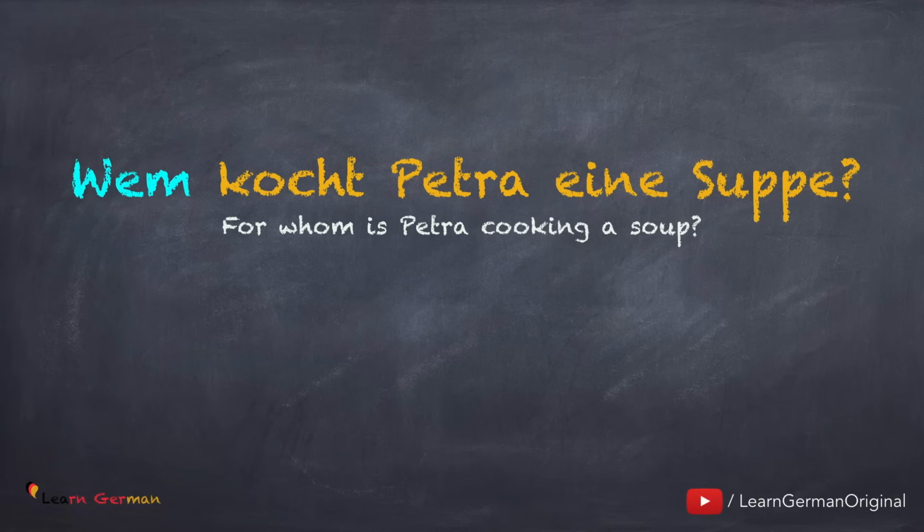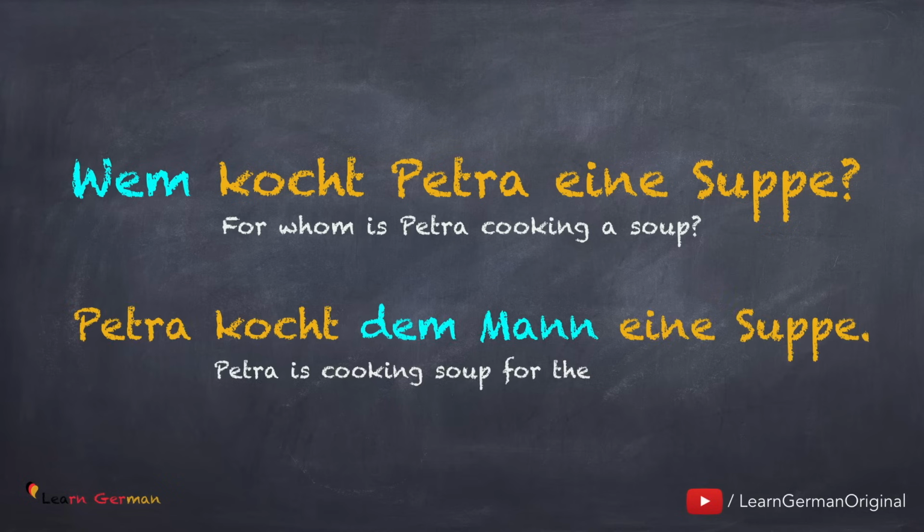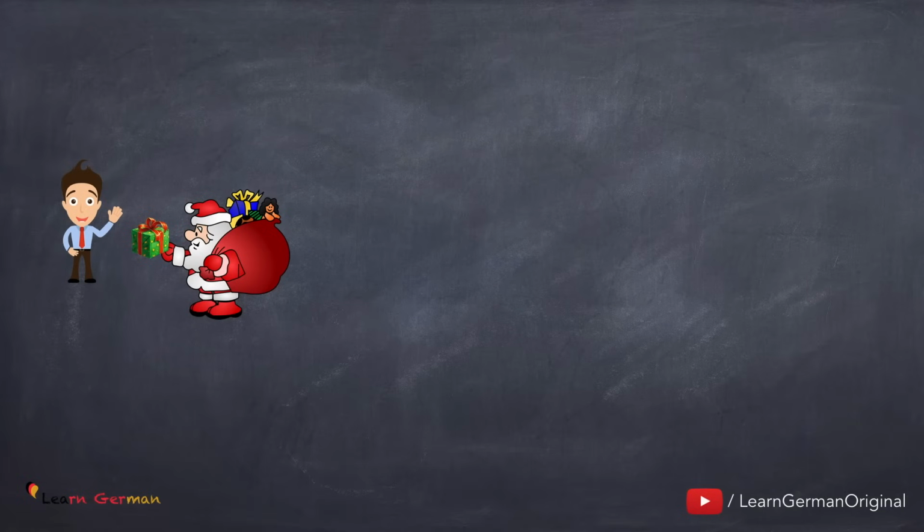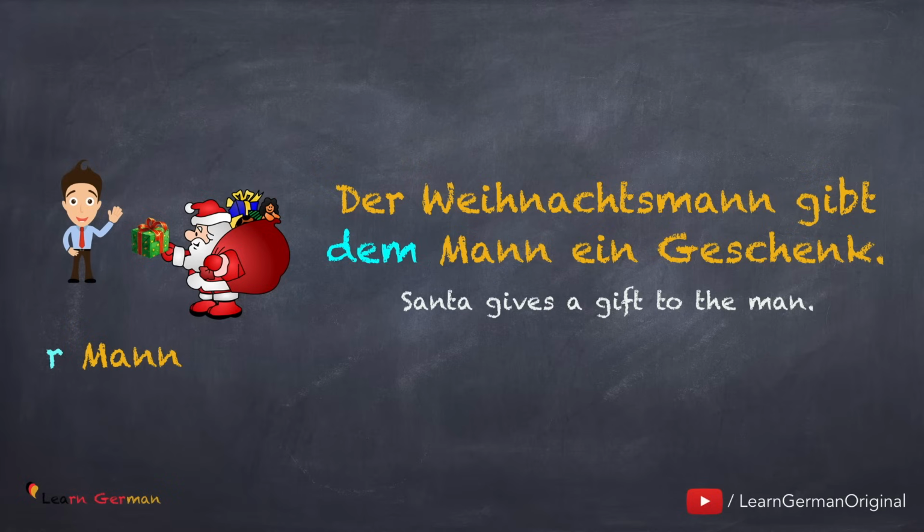Wem kocht Petra eine Suppe? Petra kocht dem Mann eine Suppe. This is the question you ask for the dative object. Let's look at a few sentences where we can see how the article changes. Der Weihnachtsmann gibt dem Mann ein Geschenk. Since Mann here is the dative object, the article der Mann changes to dem Mann.